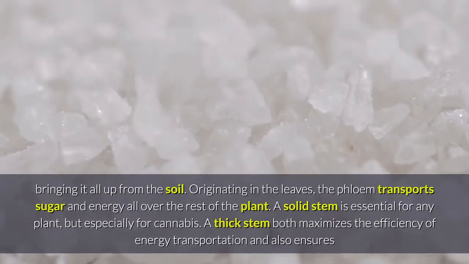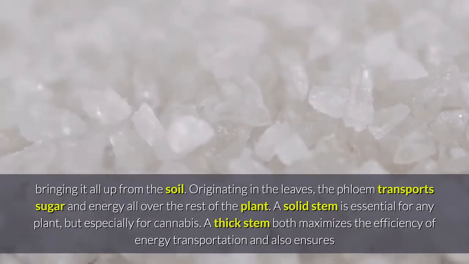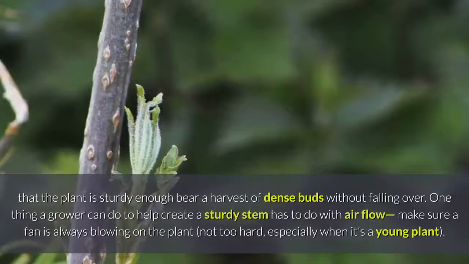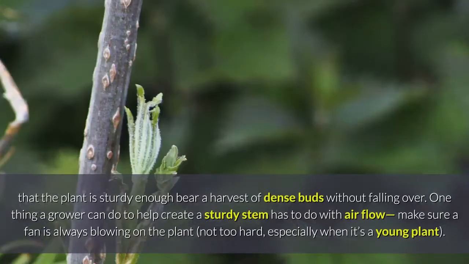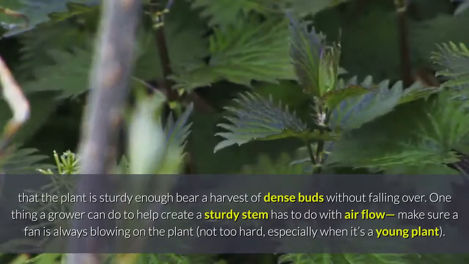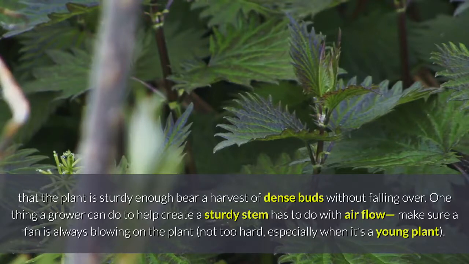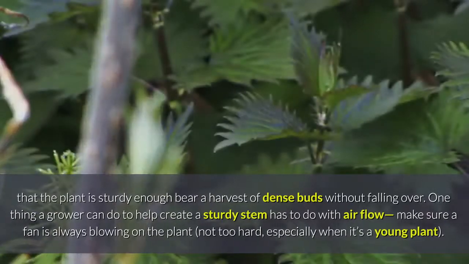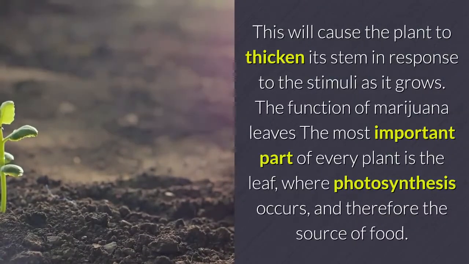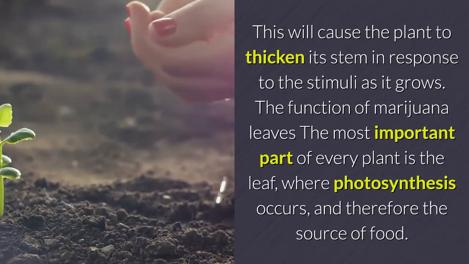A thick stem both maximizes the efficiency of energy transportation and also ensures that the plant is sturdy enough to bear a harvest of dense buds without falling over. One thing a grower can do to help create a sturdy stem has to do with airflow. Make sure a fan is always blowing on the plant, not too hard, especially when it's a young plant. This will cause the plant to thicken its stem in response to the stimuli as it grows.